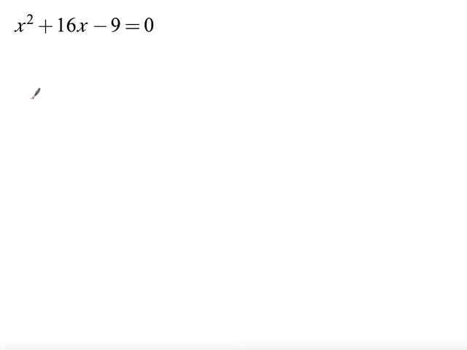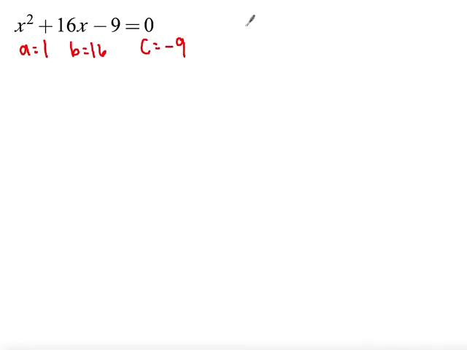In this video, we'll cover how you use completing the square to solve quadratics. When I first look at this quadratic, I can tell that it's got three pieces to it, which might lead me to believe that I should use the star method. If I start to do the star method with this one, I'll see that my A is 1, my B is 16, and my C is -9.